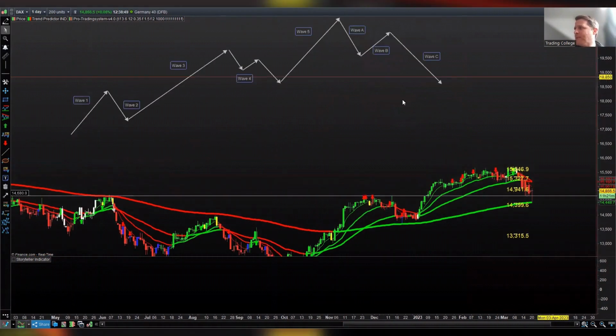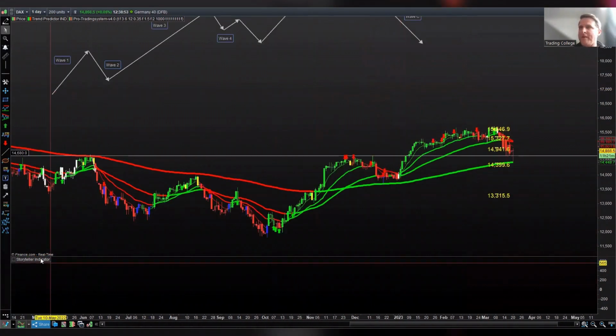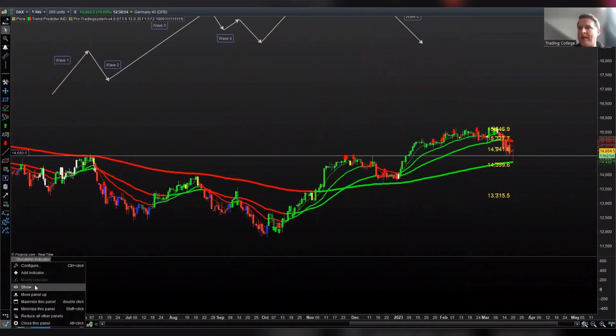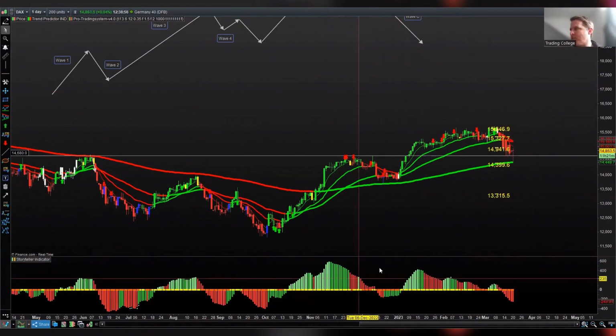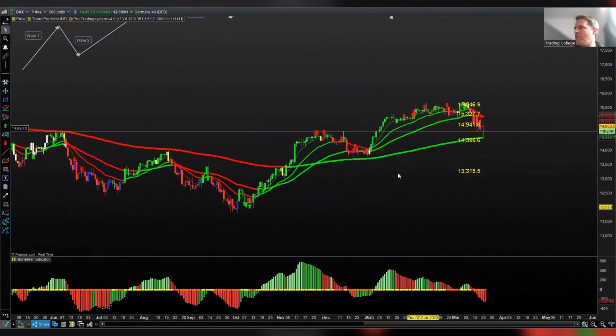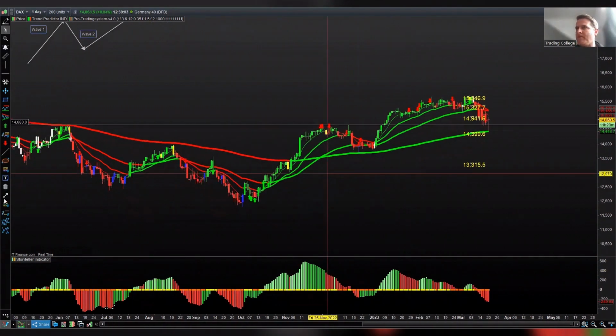The other thing we've got in our favor is our Storyteller indicator, obviously a proprietary indicator here with Trading College. But you can see loosely there is a bit of a pattern here. If we start at the low, we've got an impulsive up, maybe a little corrective. So it's a little bit smaller than I've drawn, but then 3, a nice long trending wave, 4 sort of corrective, and then we get 5 into this final wave.